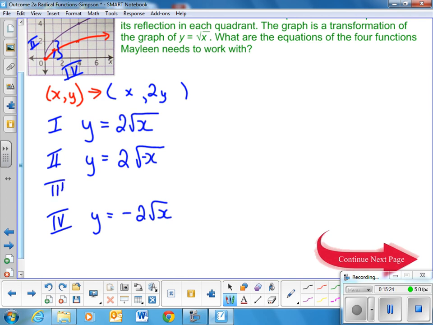Quadrant number 3 is down here. What we need to do is take our graph from either quadrant 2 or quadrant 4 and reflect it again. So let's start with our graph in quadrant number 4, which is our last equation. If we reflect that equation about the y-axis, it means that we also want to make the x value negative. So we end up with y equals negative 2 root negative x.